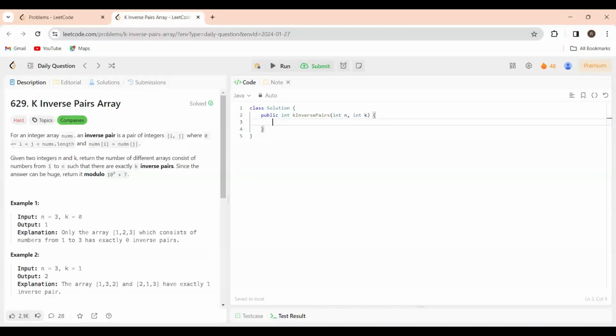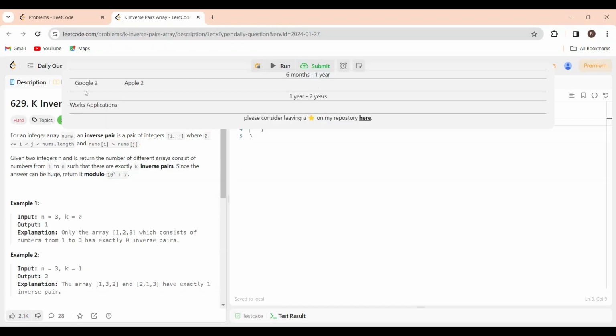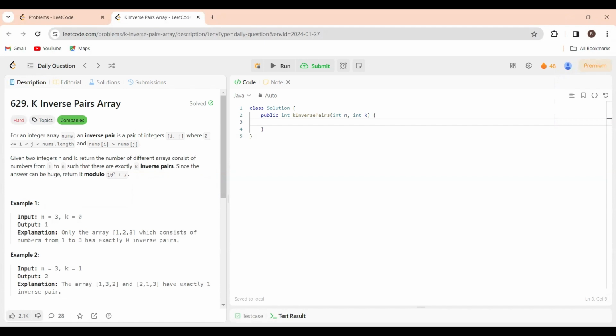And today's Leetcode problem is K inverse pairs array. It has been asked by many companies, like Google, Apple, and Box, and it's given as a hard problem in Leetcode. This is a good problem with a good dynamic programming approach. We need to apply dynamic programming here. This is a dynamic programming problem, and let us quickly dive into it.